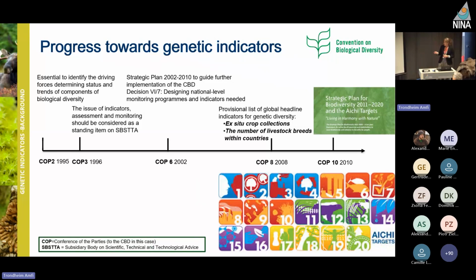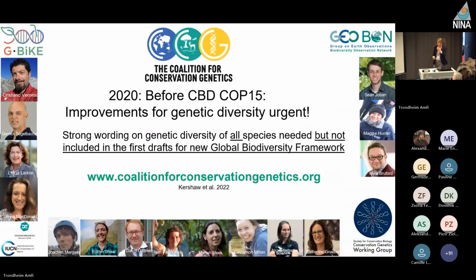Then came the Aichi targets and the strategic plan for biodiversity in the decade from 2010 to 2020. And in that, there was the Aichi target 13. That target addressed genetic diversity, but again, focusing on cultivated plants, farmed and domesticated animals, and their wild relatives, but no mentioning of wild species.